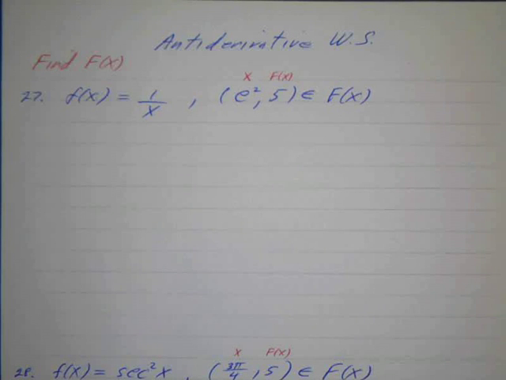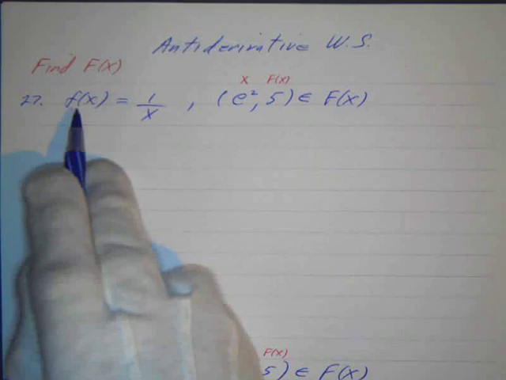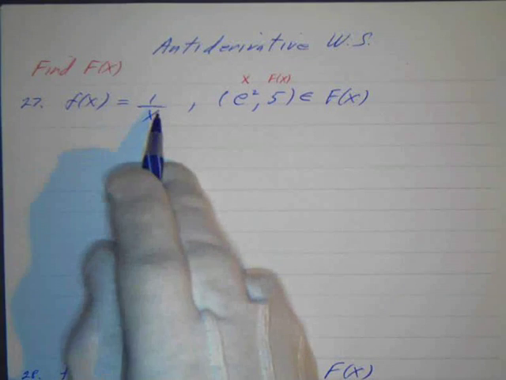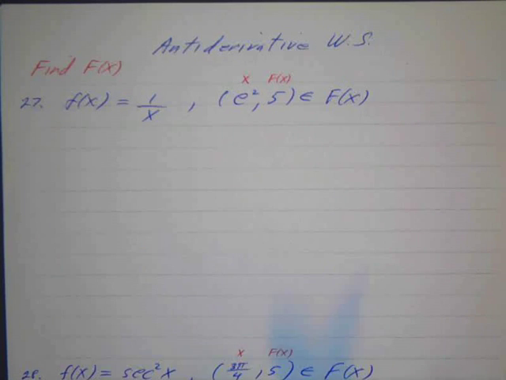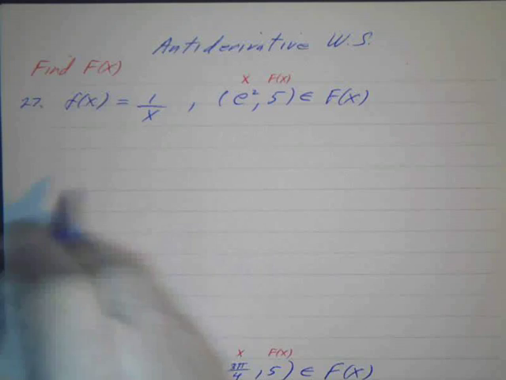Here's some more problems from the antiderivative worksheet. It's number 27. And again, we want to find the antiderivative, which we notate as capital F of x, if f of x is the derivative. And it looks very much like our formula for the derivative of the natural log of x. Remember, the derivative of the natural log of x is 1 over x. So there we go. So we got it.